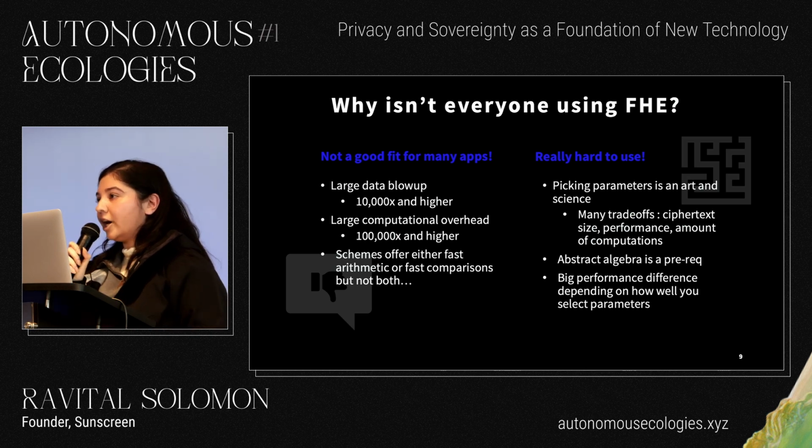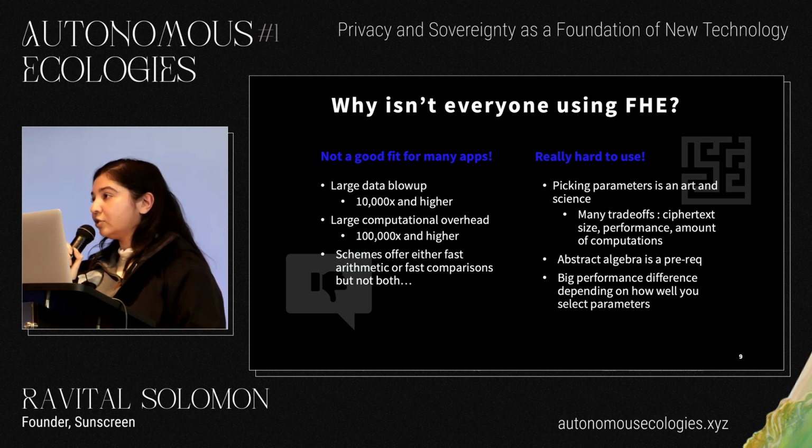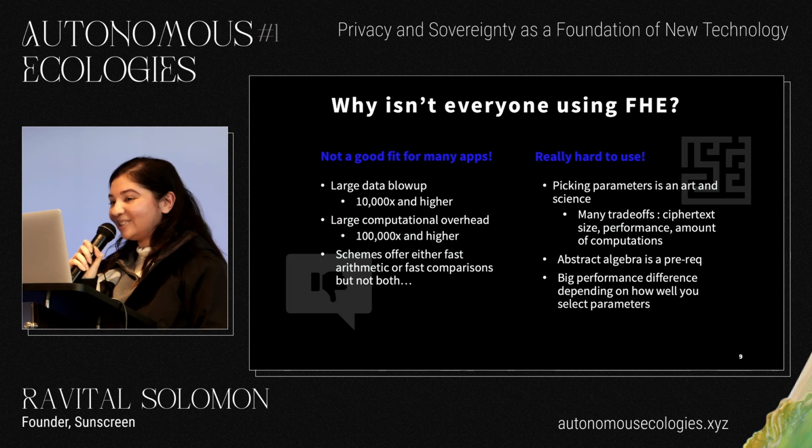In terms of why nobody is using FHE, there are two major reasons. FHE has had a fairly short time to develop in comparison to zero-knowledge proofs and MPC. So at this point in time, it's not a very good fit for many applications. It's fairly inefficient as far as anyone's concerned. There is a very large data blow-up.